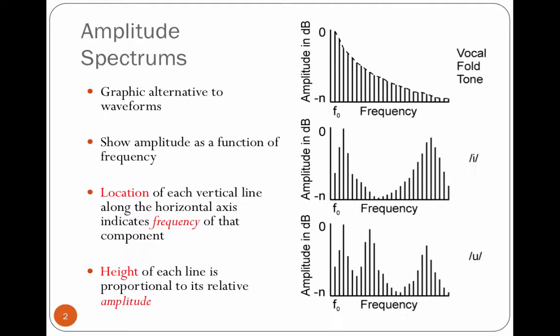Okay, so to review amplitude spectrums, they are a graphic alternative to a waveform. We have amplitude as a function of frequency. The location of each vertical line on the horizontal axis indicates the frequency, and the height of each line indicates the amplitude. So in the top figure, we have, say, a sawtooth wave with harmonics at odd and even integer multiples. There's a negative 6 dB roll-off rate. The first fundamental frequency has the most energy, and each subsequent harmonic has 6 dB less energy than the one before it.